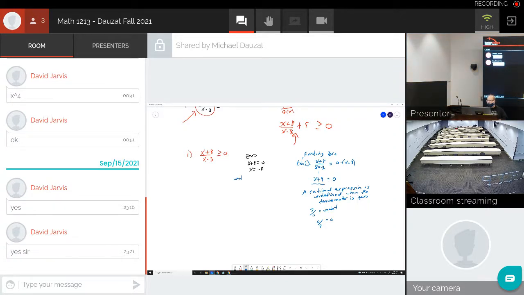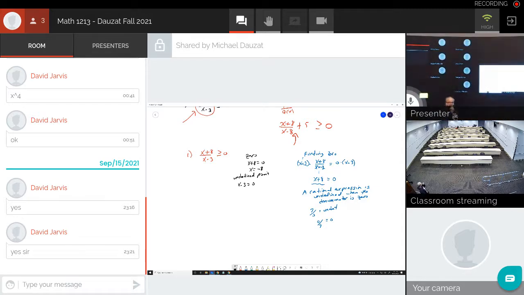denominator. Oops, let me put that in black. So the black will be your work. So undefined point, we call that the undefined point. To find the undefined point, you take the denominator and you set that equal to 0. And so when is x minus 3 equal to 0? When x is what? 3.